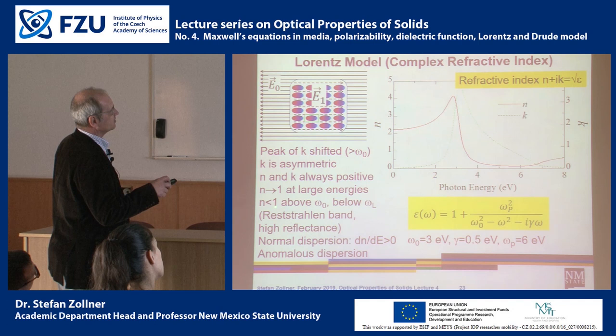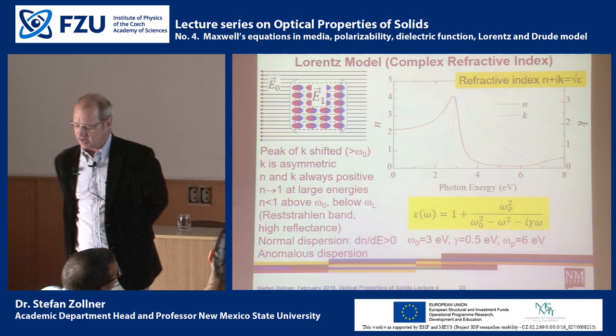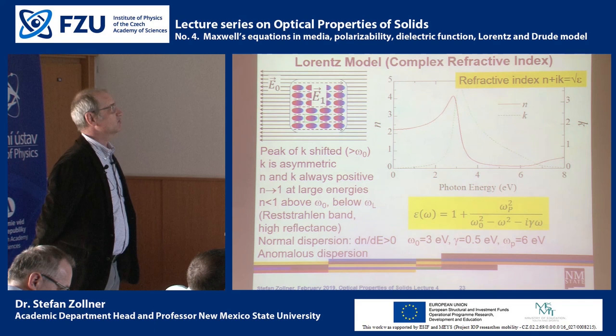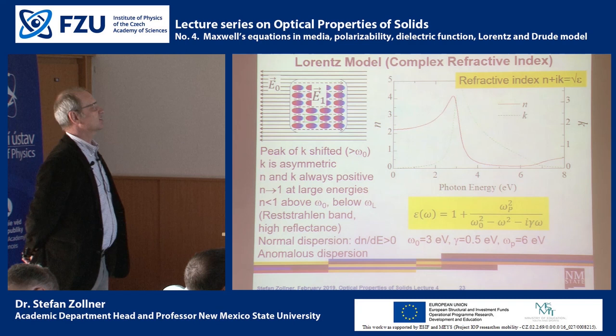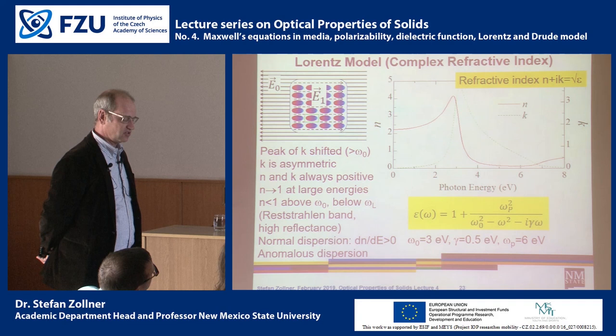The fact that the refractive index is less than 1 is important in the X-ray regime. If you want to do X-ray reflectance, you have to take into account that the refractive index of X-rays is just a little bit less than 1. By determining how much less than 1 it is, you can find the electron density of the material that you are studying.